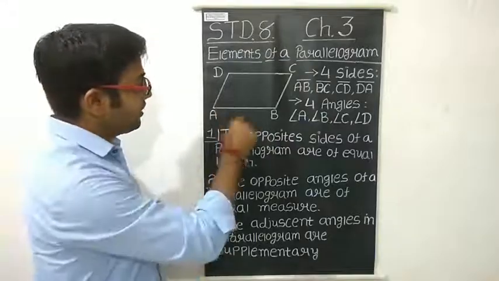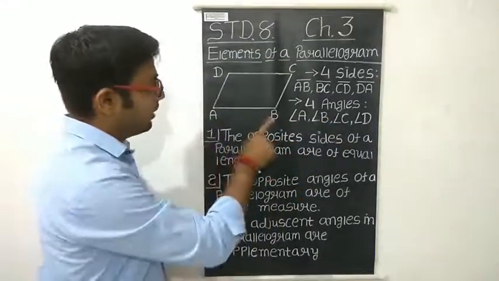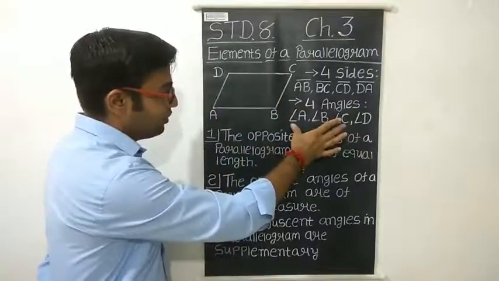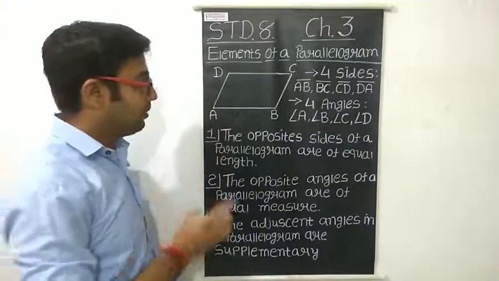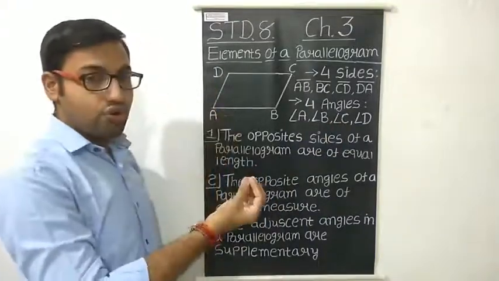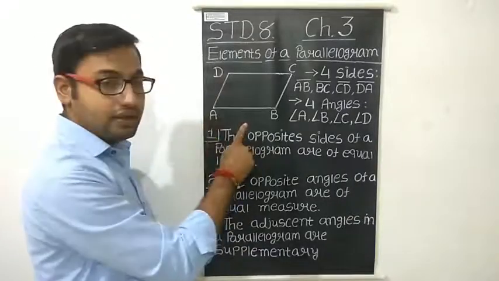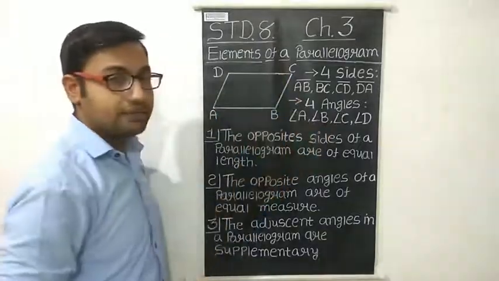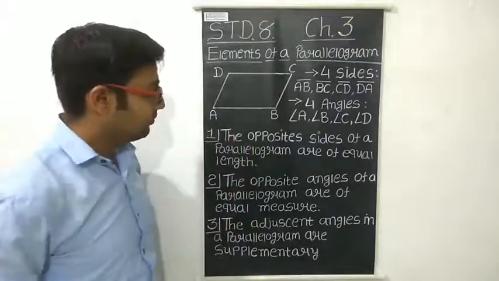Which other property does it have? It has four angles: angle A, angle B, angle C and angle D. We can also write these angles as angle DAB. Remember, the angle we have to show will be in the middle, like angle DAB, angle ABC. Angle ABC means angle B. In this way we can also represent the angles.